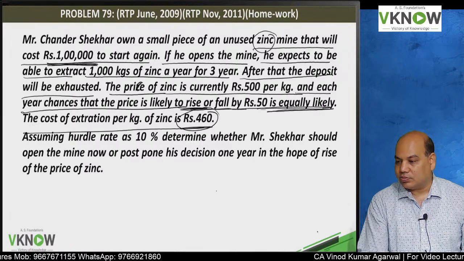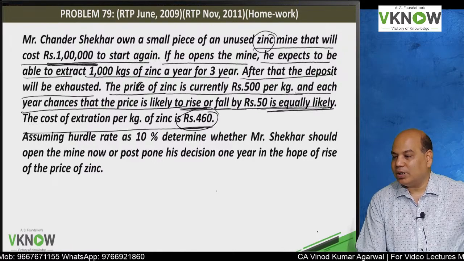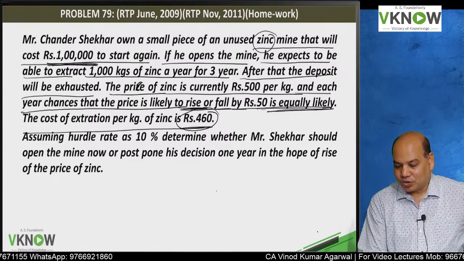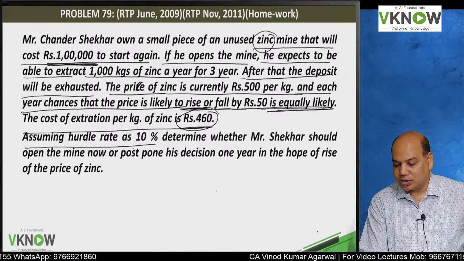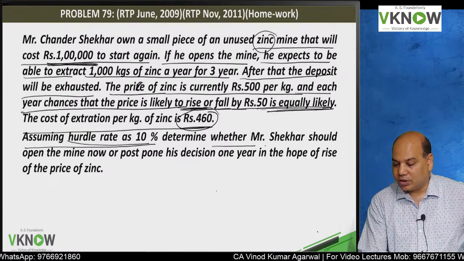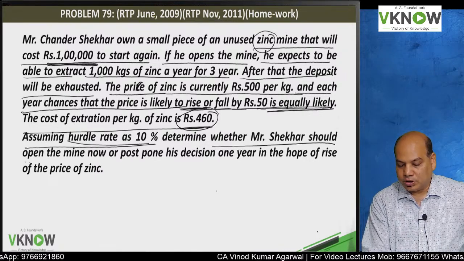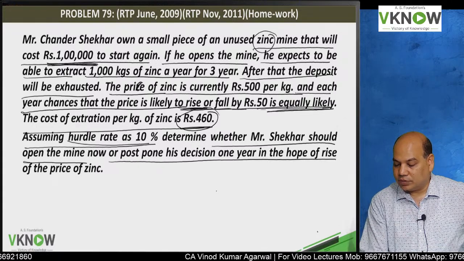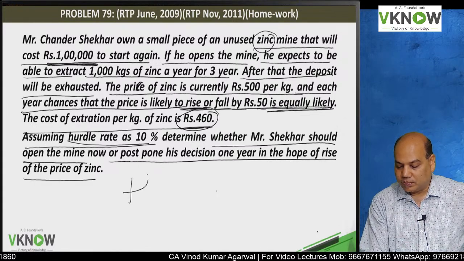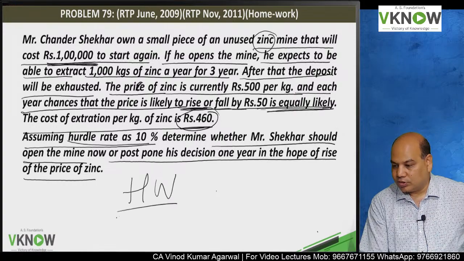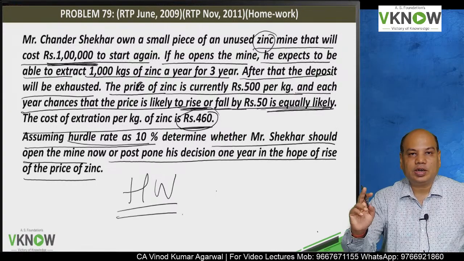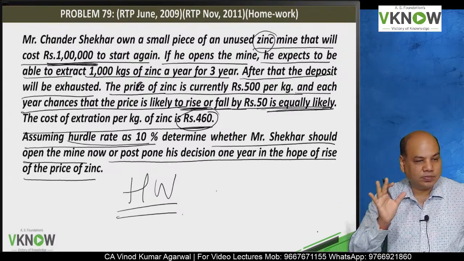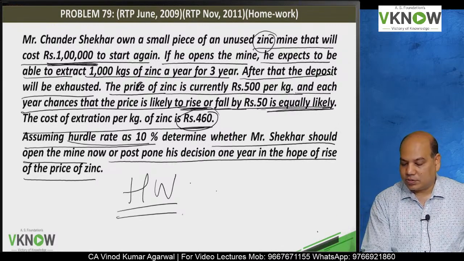Oh my god, same to same question divided by 10. Each number divided by 10. Assuming discount rate is 10%. Hurdle rate means discount rate. Whether Shekhar should open the mine now or postpone the decision after 1 year in the hope of rise in the price of zinc. Homework. This you will solve like the first part. This time there is no abandonment option. You please solve it like first part.